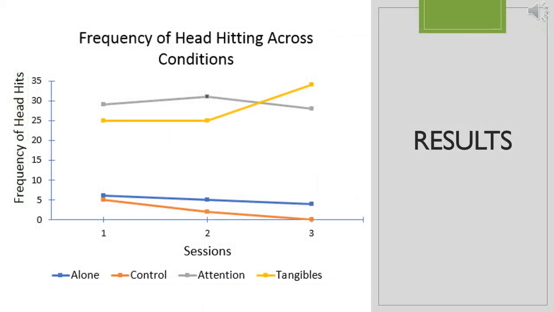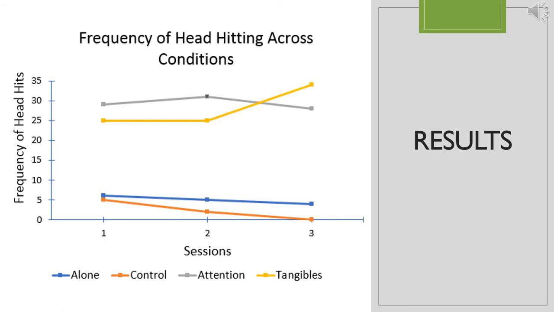We will now go over the results and possible future directions for intervention based on the FA. This graph depicts the results of the three sessions for the FA. As you can see, the control and alone condition involved little to no problem behavior. This means that Jane's behavior is unlikely to be maintained by automatic reinforcement.